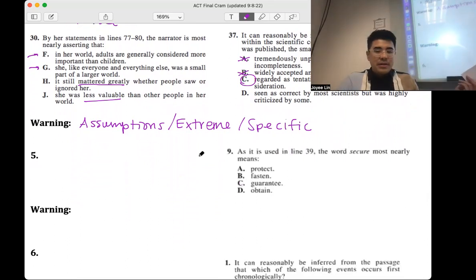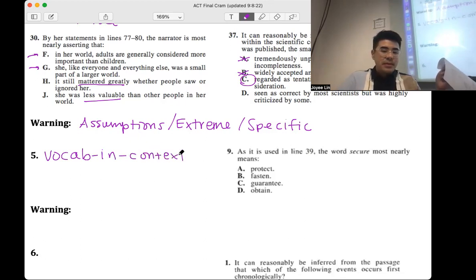Number 5, vocab and context, right? Just be careful there. Don't be too dictionary. They're not going to ask you dictionary definitions. Don't be dictionary.